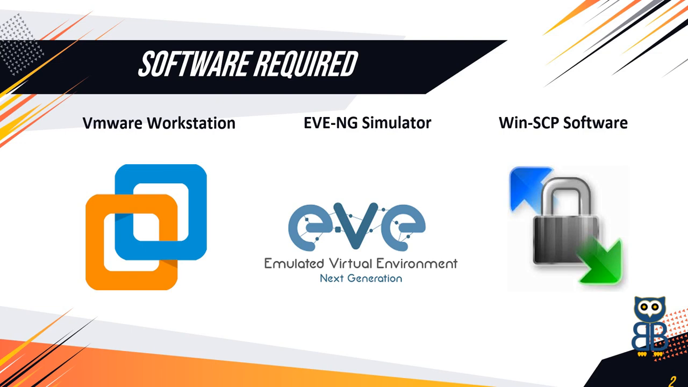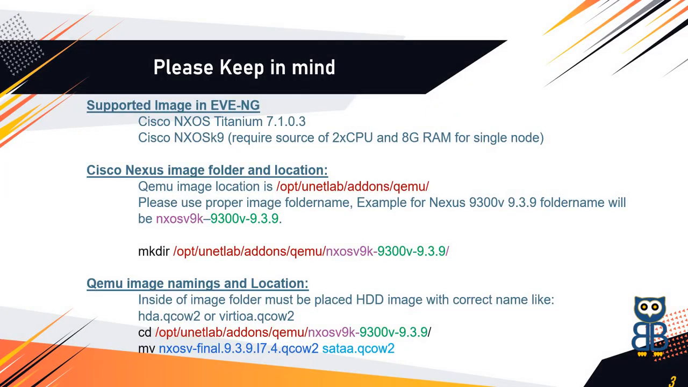Before uploading the image in EVENG, you must keep a few things in mind. For example, what would be the directory or path where a Cisco image can be stored? And can you use the raw image in EVENG simulator and make it functional? Or is there any guideline to be followed before uploading the Cisco Nexus image in EVENG simulator?